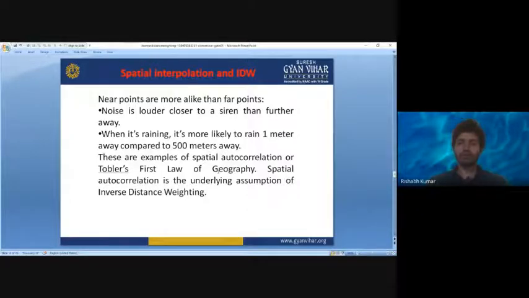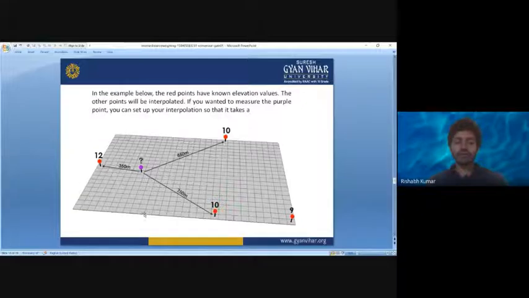The closer two points are spatially, the more likely it is that they have relatively similar values. This spatial autocorrelation is the underlying assumption of your IDW method. In the example below, we can choose how many points to take as the input. Here we are only taking these 3 points as the input.